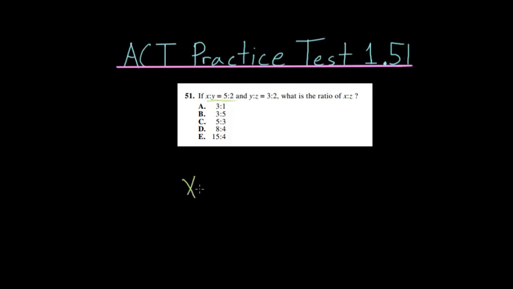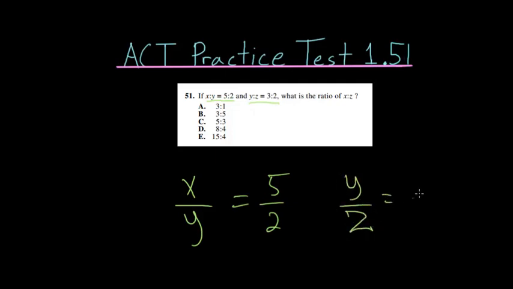Instead of writing x to y, I can just write x over y, and this is equal to 5 over 2. And then I can do the same thing for the second equation. So I have y to z is equal to 3 to 2. And from here, I have two equations now, and eventually I want to figure out what the ratio of x to z is. So somehow we have to figure out how to relate x and z to each other.